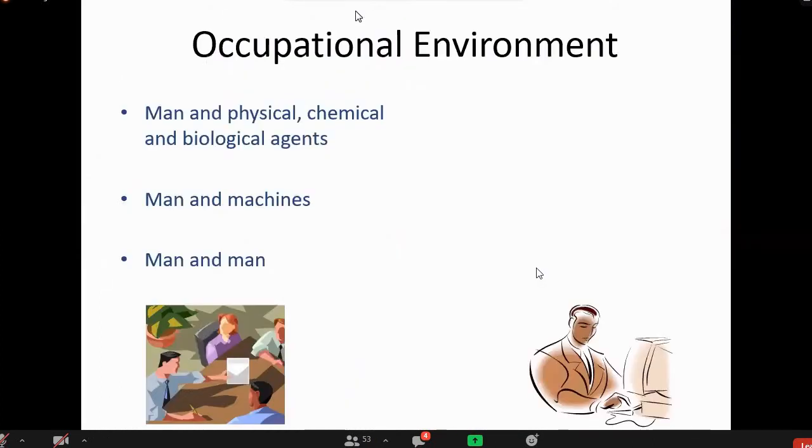Okay. So we have different kinds of environment in occupational health. That is man with physical, chemical, and biological agents. Then we have man with machines, and then we have man with man.